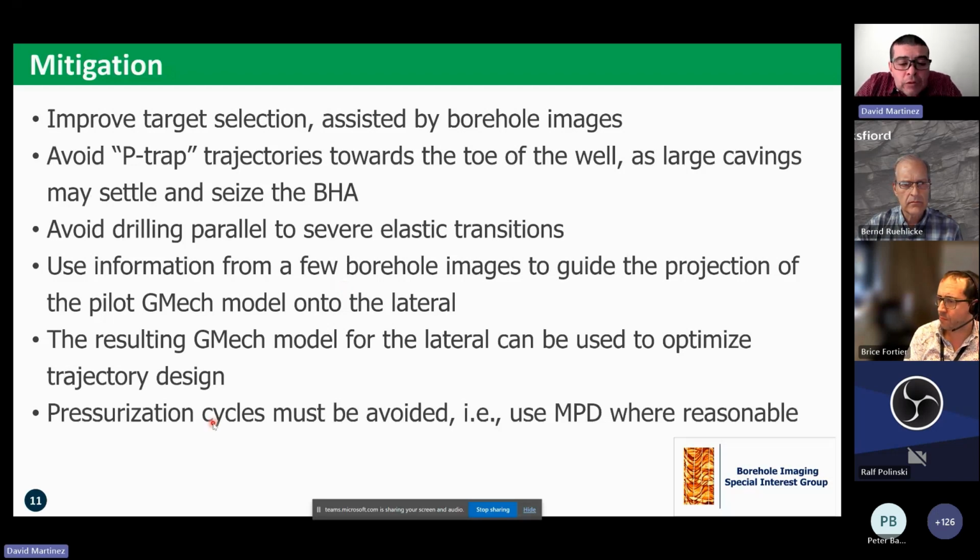Finally, it looks like pressurization cycles have to be avoided, because they can induce some fractures or some fatigue in the rock. So what people do when these problems become chronic is that they use managed pressure drilling to avoid those pressurization and depressurization cycles.